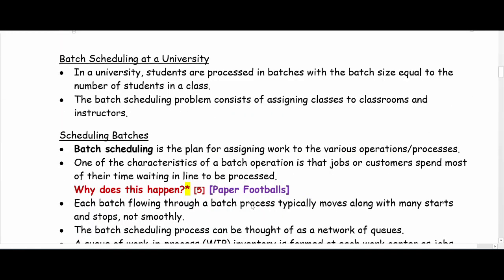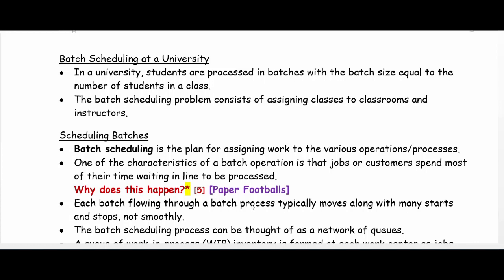Scheduling batches. One of the characteristics of a batch operation is that jobs or customers spend most of their time waiting in line to be processed. We've talked about this, and there's an illustration I sometimes do in class with paper footballs. But why does this happen?